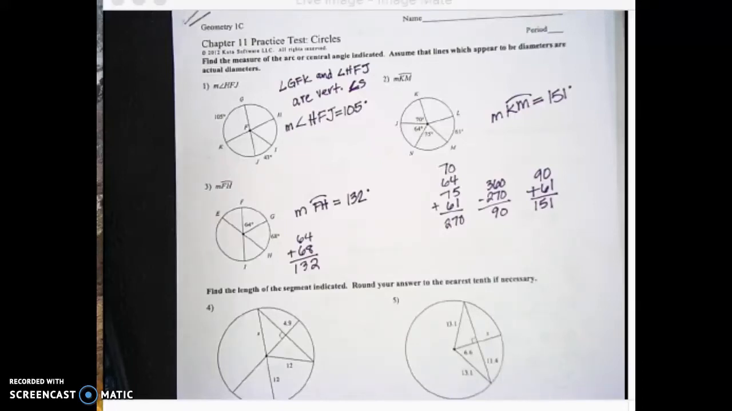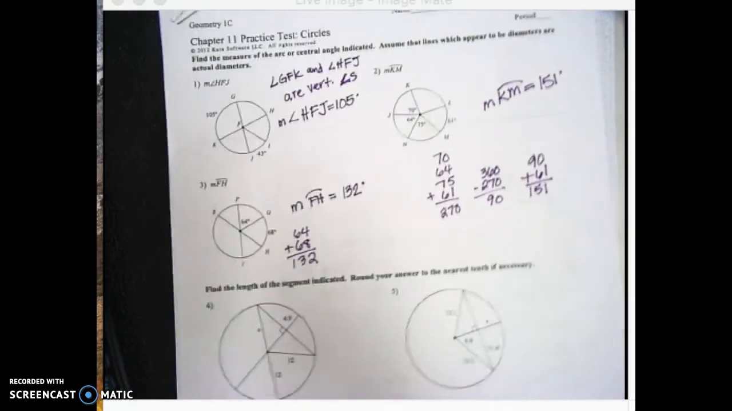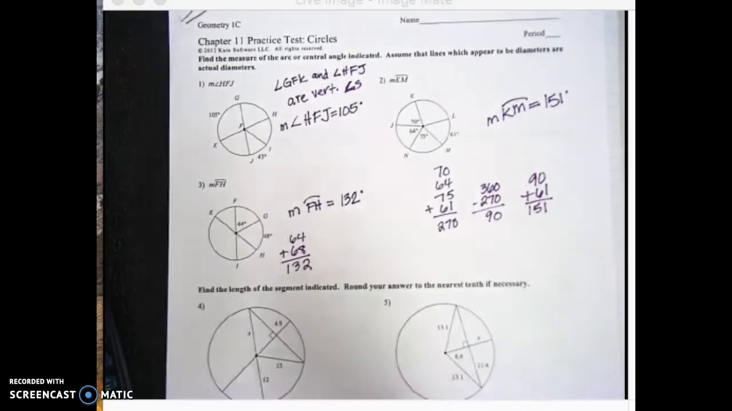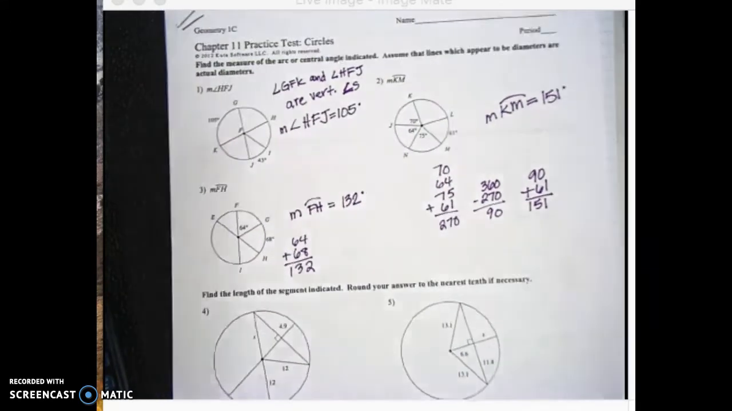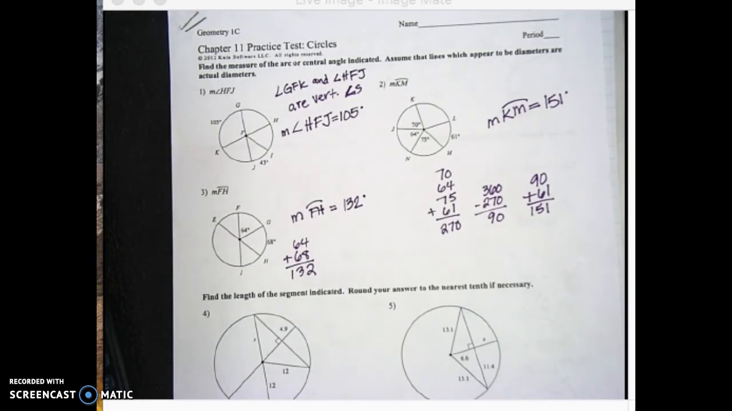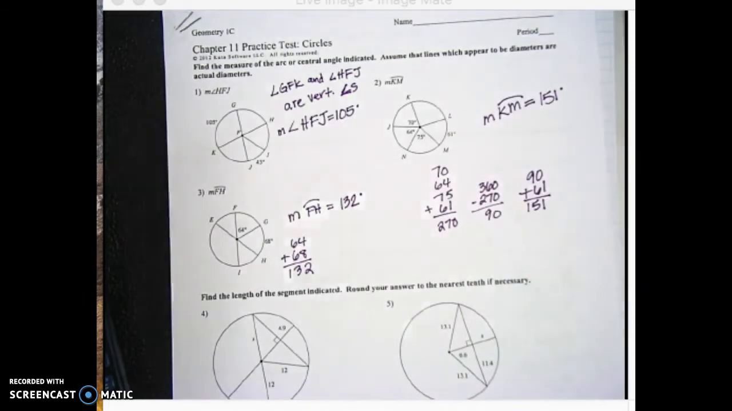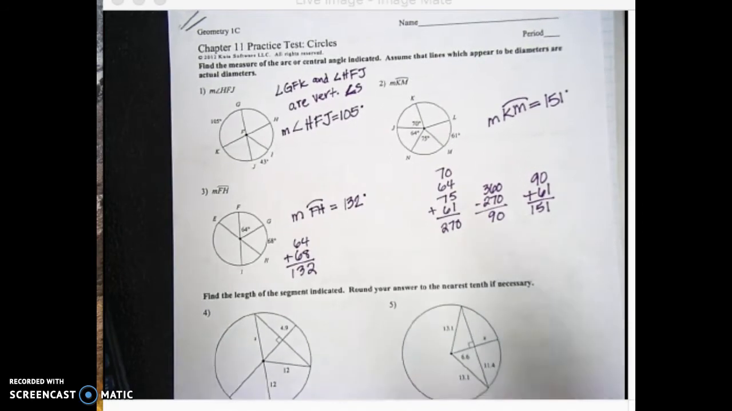So this is the Chapter 11 practice test, page 1 through, what do we have? 4. So on page 1, you want to find the measure of the arcs or the central angles, and it points out that you want to look for diameters, but you should also be looking for little boxes, vertical angles, things like that to help you solve.